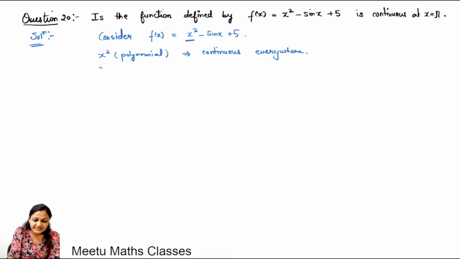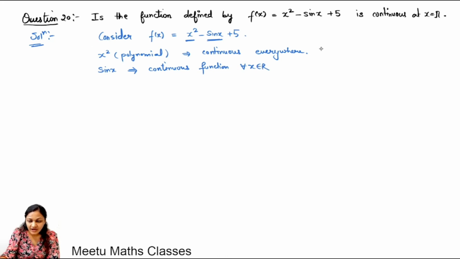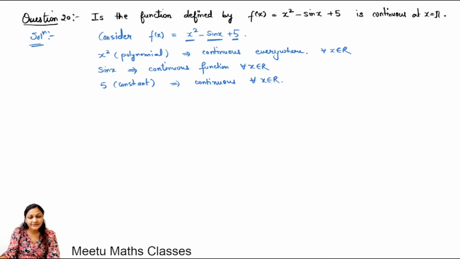Okay, the second function is sin x, and sin x is also a continuous function for all x belongs to R. The third one is a constant function, and being a constant function, it is also continuous for all x belongs to R.